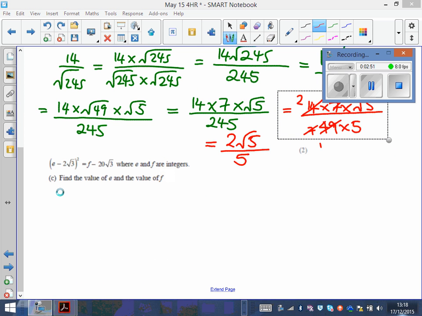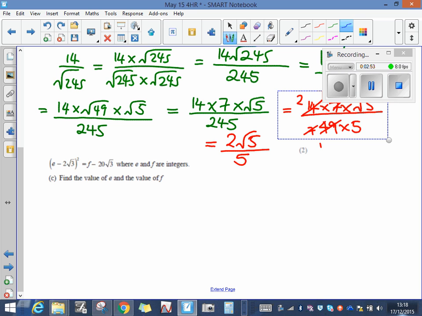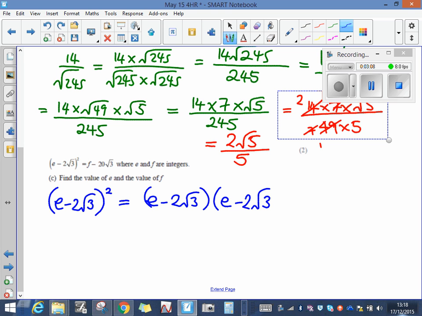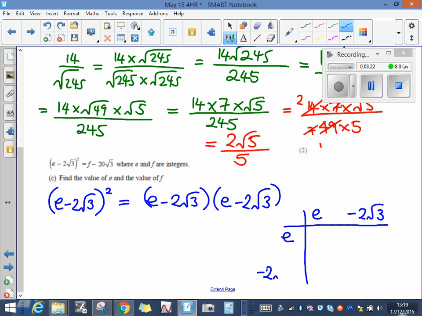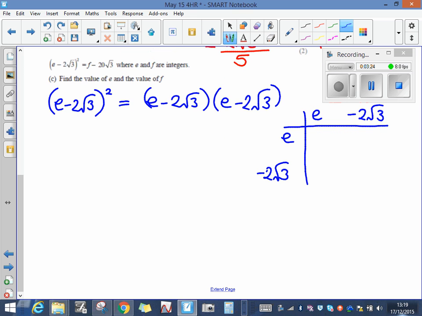Okay, this one, it's fairly obvious that the first thing I need to do here is remove the bracket. So I'm going to do e minus 2 root 3 squared. Now, remembering that when I square a bracket, it becomes e minus 2 root 3 multiplied by another e minus 2 root 3. I realise I need to multiply the bracket by the bracket. Now, the easiest way, I think, with surds to do the multiplication is to use the grid method. So I'm going to write e and then minus 2 root 3, and again e and minus 2 root 3, so I can sort out the multiplication.